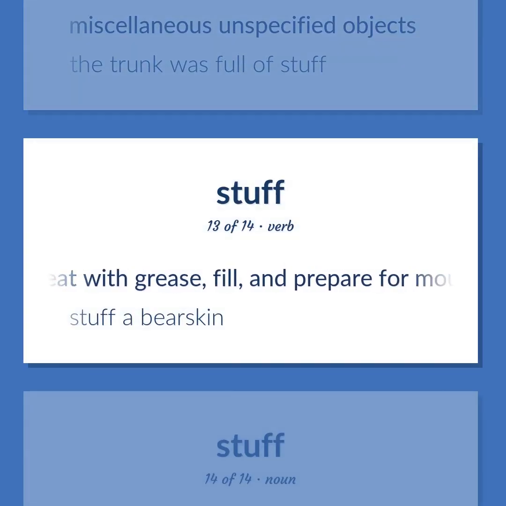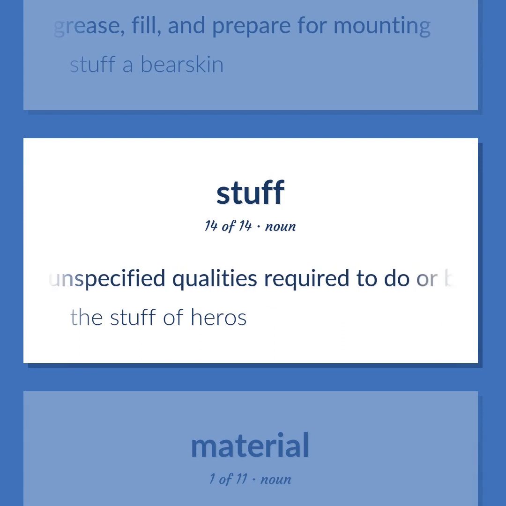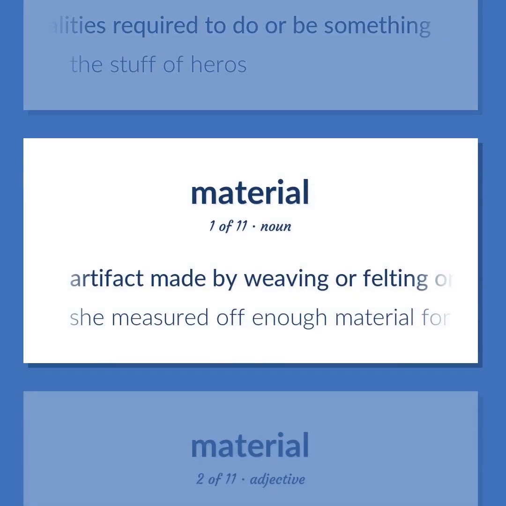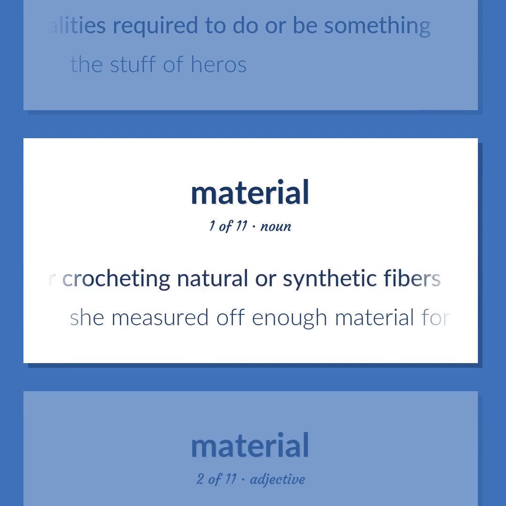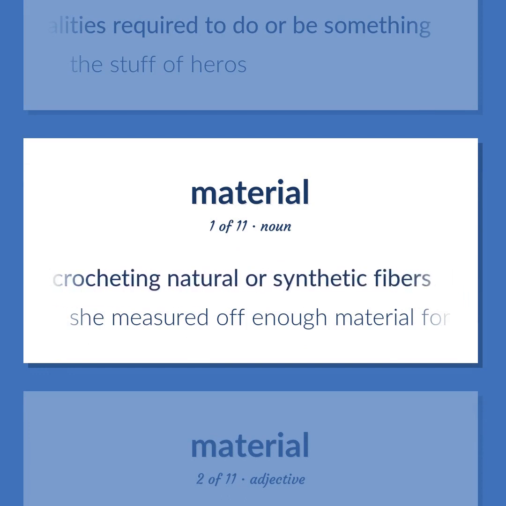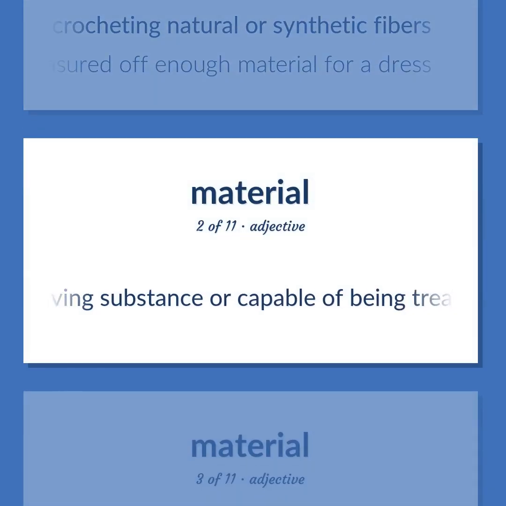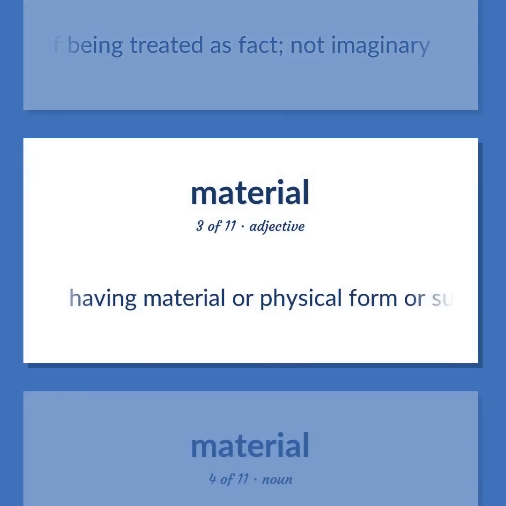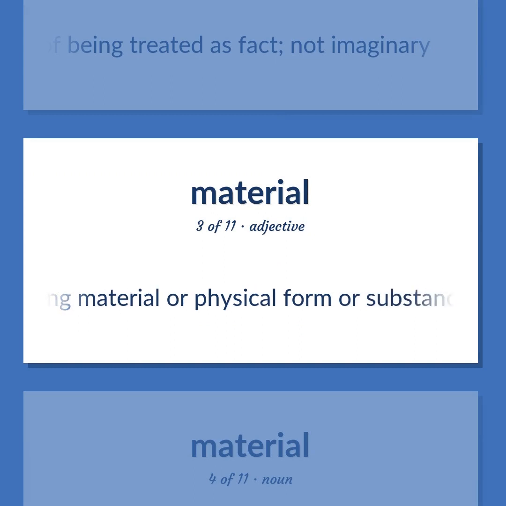Treat with grease, fill, and prepare for mounting. Stuff a bearskin. Unspecified qualities required to do or be something. The stuff of heroes. Artifact made by weaving or felting or knitting or crocheting natural or synthetic fibers. She measured off enough material for a dress. Having substance or capable of being treated as fact, not imaginary. Having material or physical form or substance.